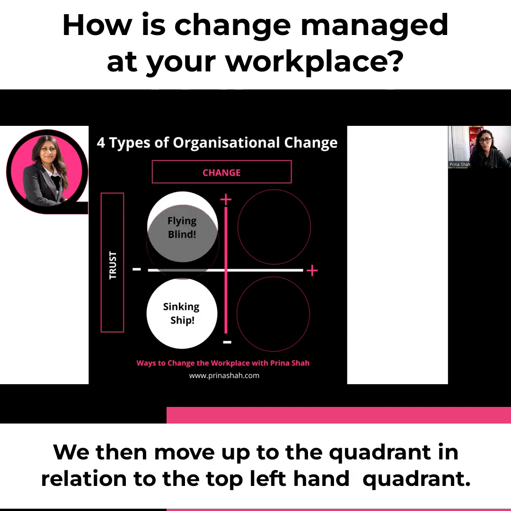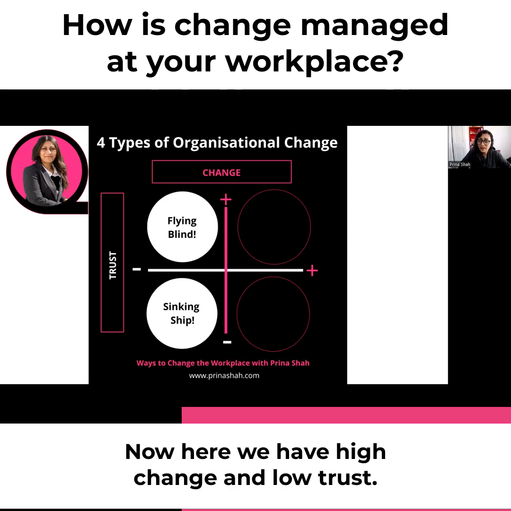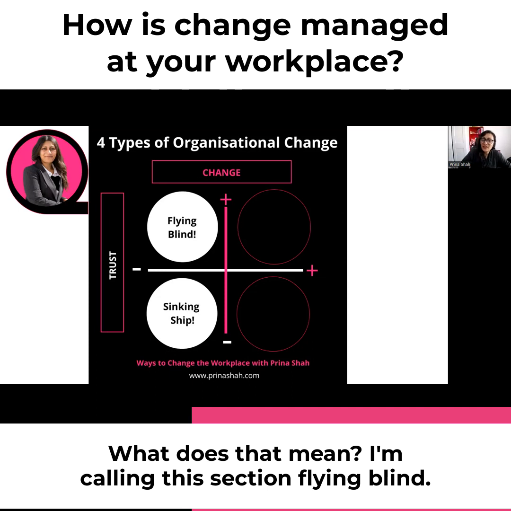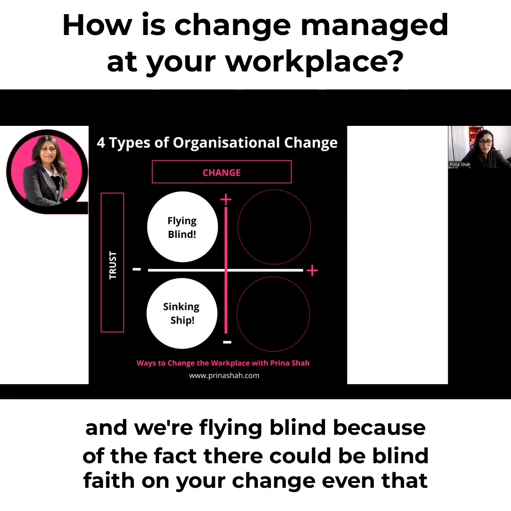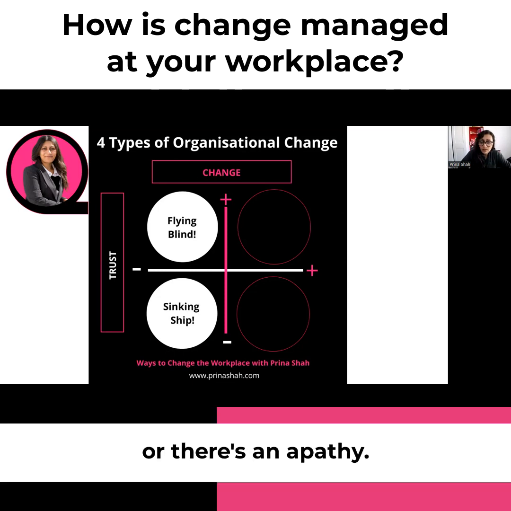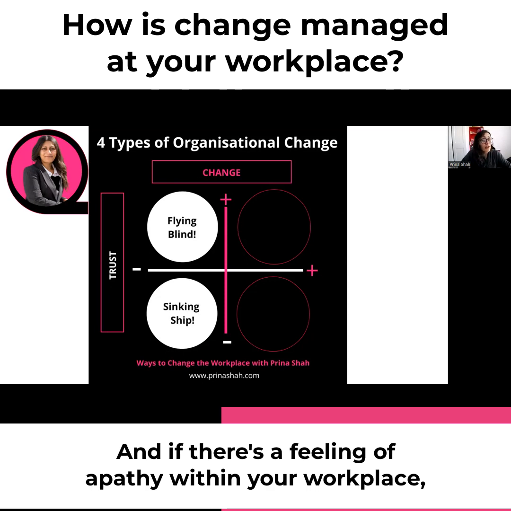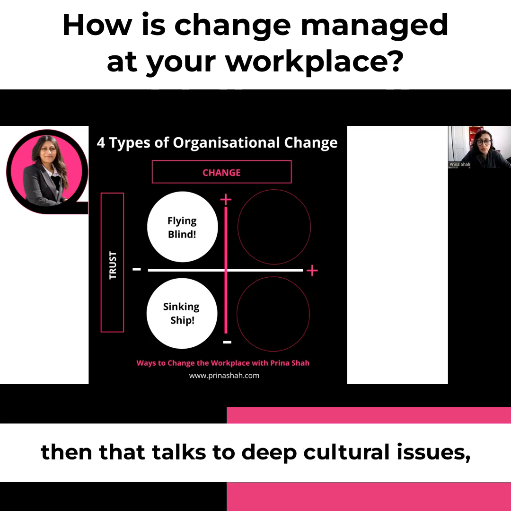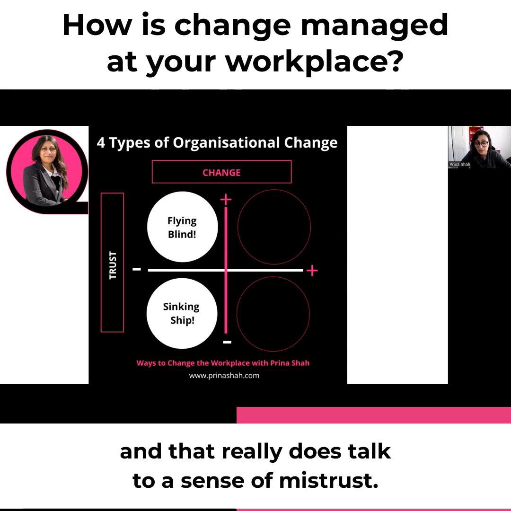We then move up to the quadrant in relation to the top left-hand quadrant. Now, here we have high change and low trust. What does that mean? I'm calling this section flying blind. And we're flying blind because of the fact there could be blind faith on your change, even though there's no trust, people are just going ahead with it willy-nilly, or there's an apathy. And if there's a feeling of apathy within your workplace, then that talks to deep cultural issues. And that really does talk to a sense of mistrust.